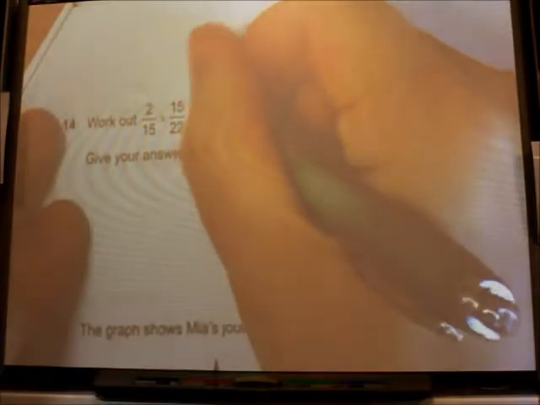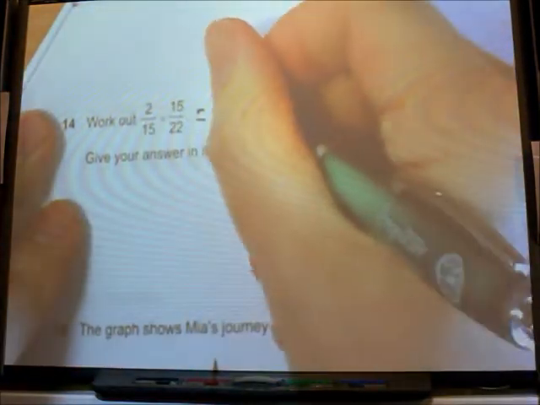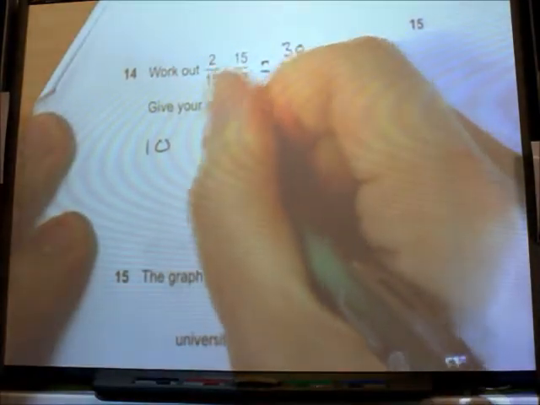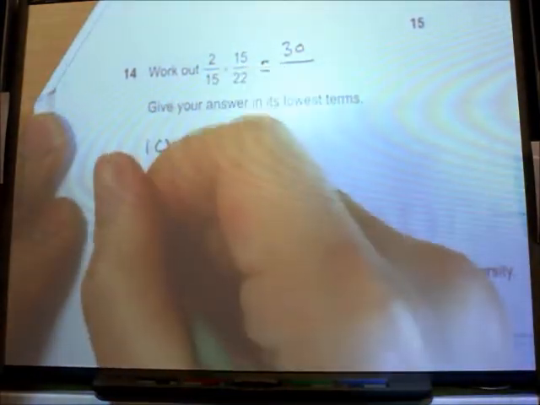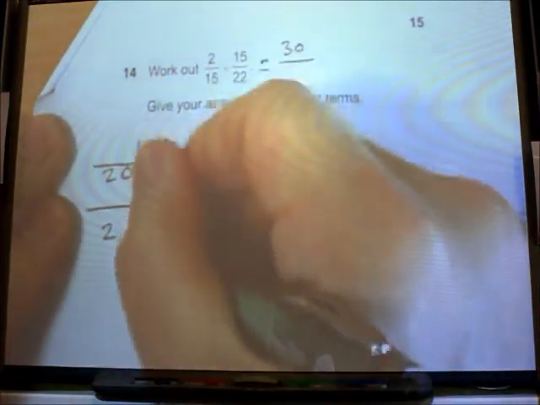When you multiply fractions, you need to know this. You multiply just across. So 2 times 15 gives you 30, and 15 lots of 22. Bit fiddly, that one, so you could use the grid method if you want. Some of you might have some quicker methods for doing it, but I'm just going to show you this so you can see exactly what I'm doing.